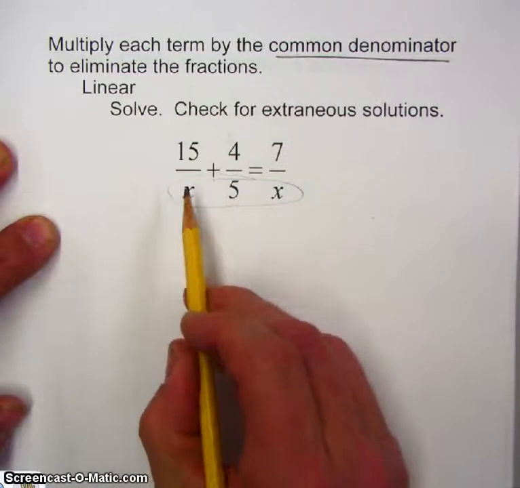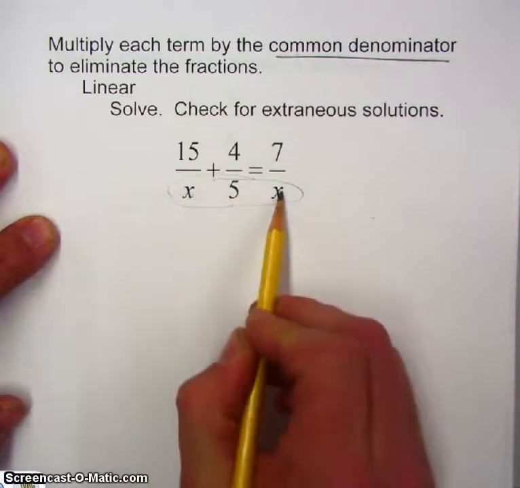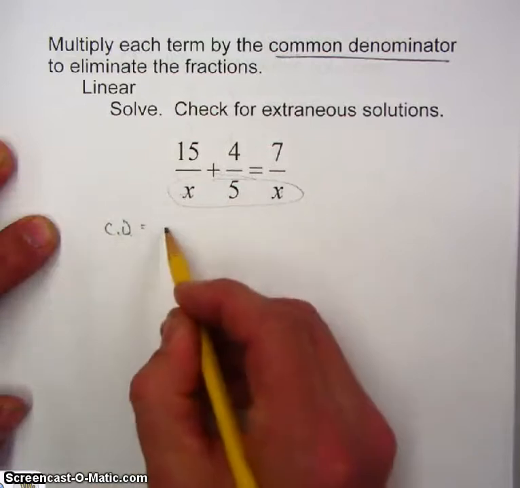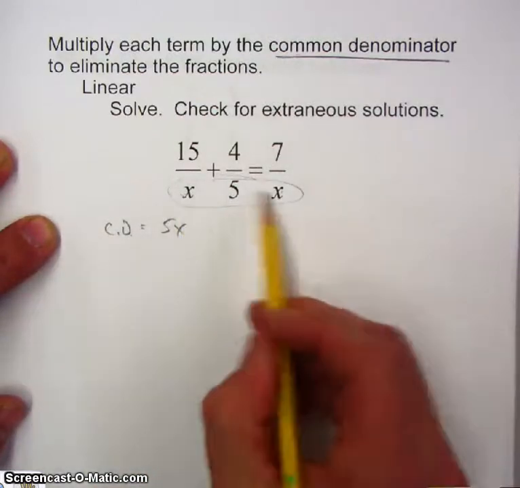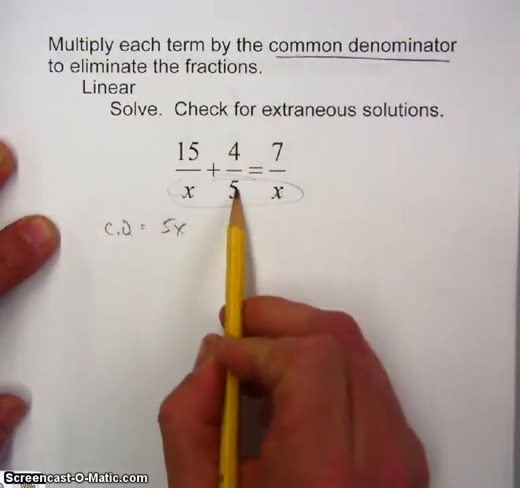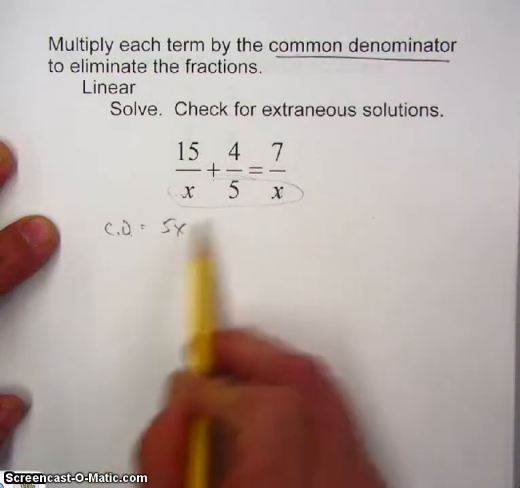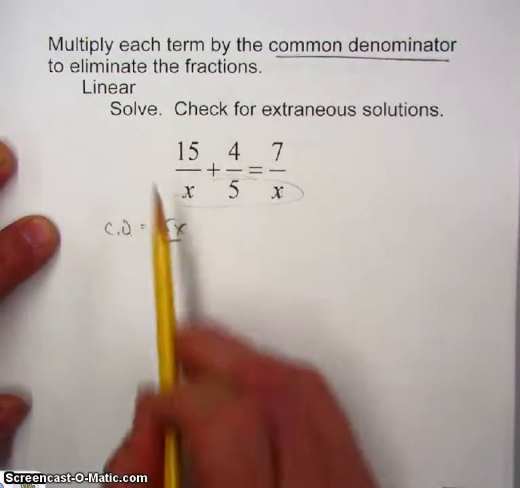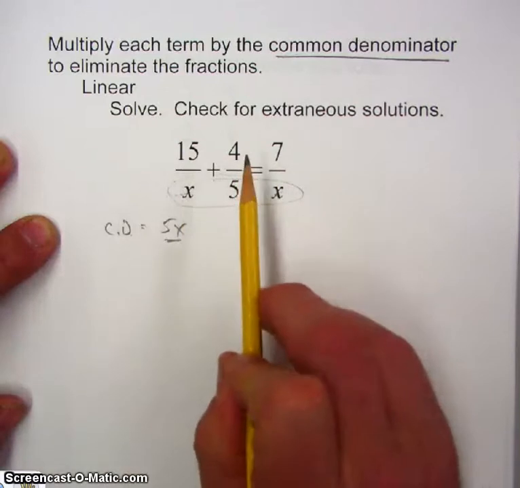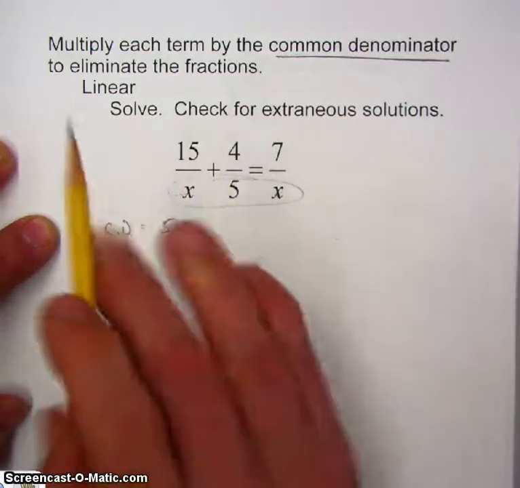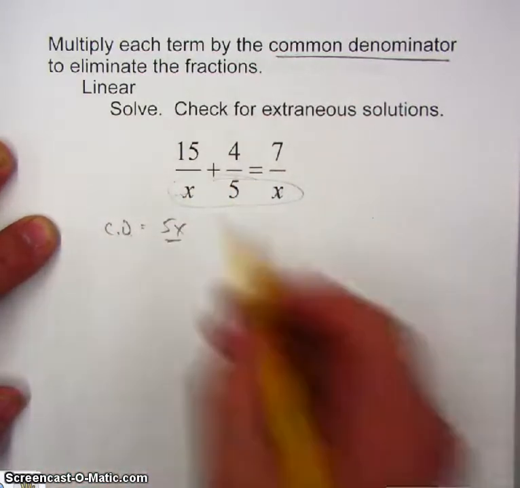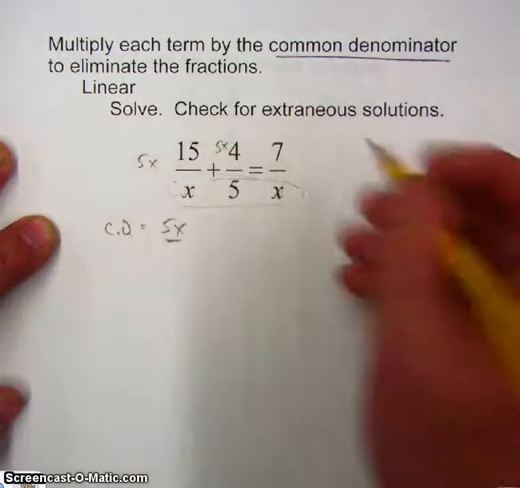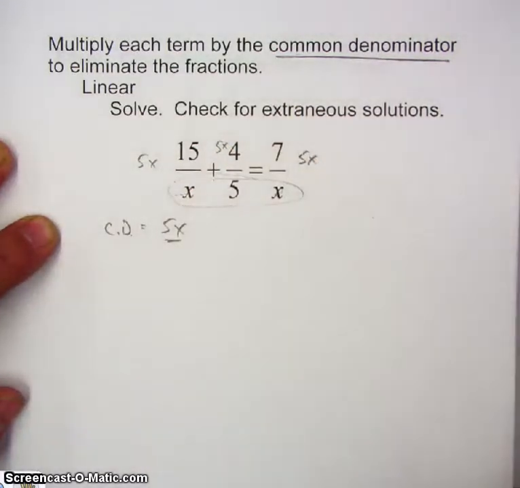You notice two of them have an x, so the common denominator will be 5x. So both these have x's, but this one has a 5. So therefore I must combine the two, 5x. Now remember, it's an equation, so whatever I do to one term, I gotta do to every single term on both sides of the equation. So that means I gotta multiply this by 5x, this by 5x, and this term by 5x.